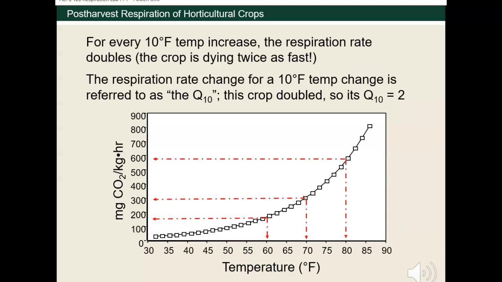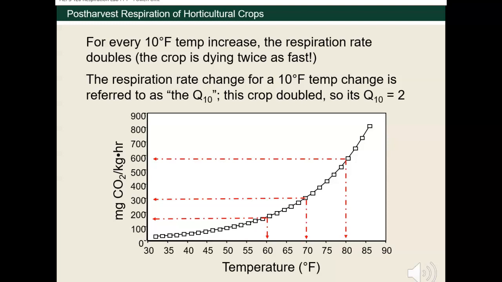Here's the key take-home interpretation of the previous graph. In the typical middle range of temperatures where plants and people typically live, look at the amount of CO2 evolved for every 10 degree Fahrenheit rise or fall in temperature. For every modest 10 degree increase, the respiration rate doubles. Of course, this means the respiration rate drops by half for every 10 degree decrease in temperature. A doubling or halving for a 10 degree change in temperature equals a Q10 of 2.